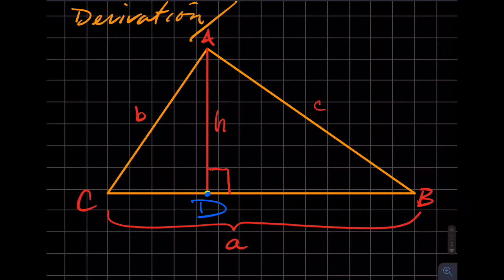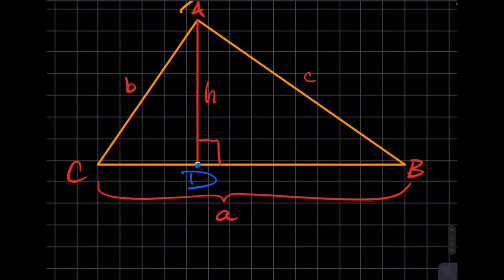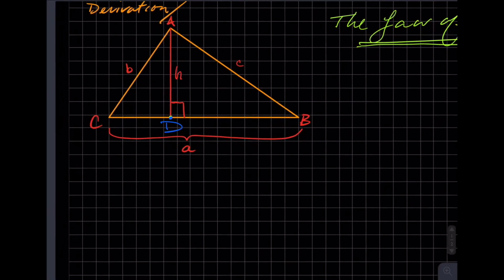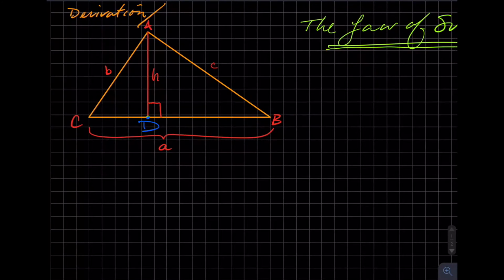I drop this altitude from vertex A to side BC, forming point D. I've labeled its length H, and since it's an altitude, it's 90 degrees to that side. So I formed two smaller right triangles within triangle ABC. I'm going to use this diagram to derive the law of sines.